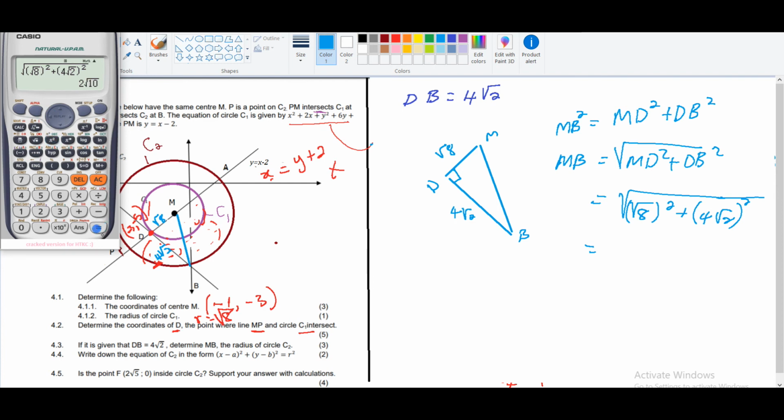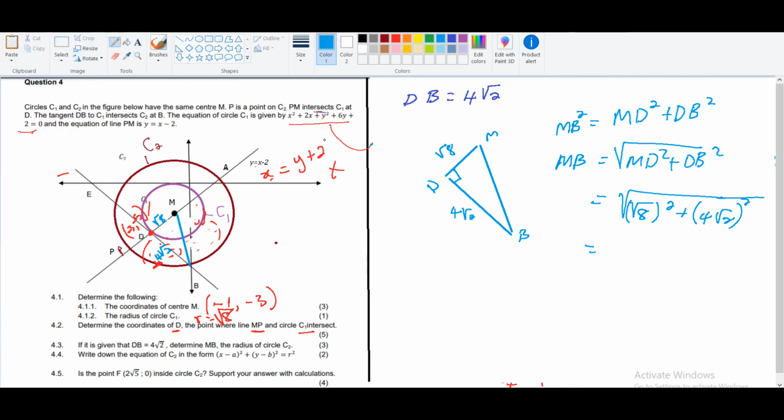Then you say, our friend, tell us what is the answer. The answer is equal to 2 square root of 10. 2 square root 10. You get it right? So now what is the next question? Let's see. What is our next question?